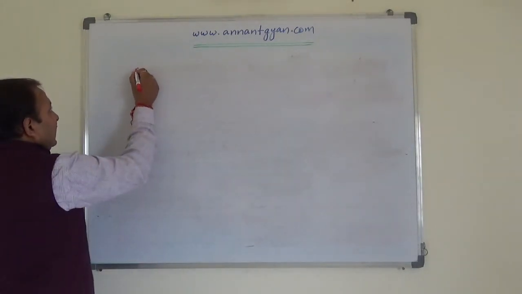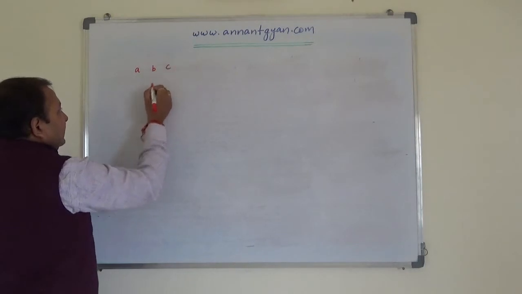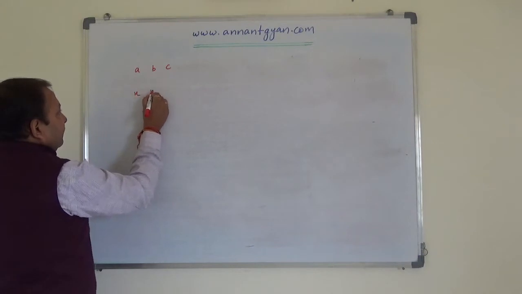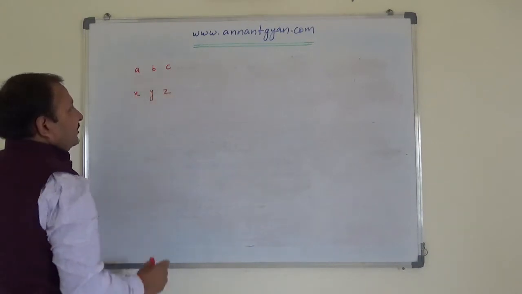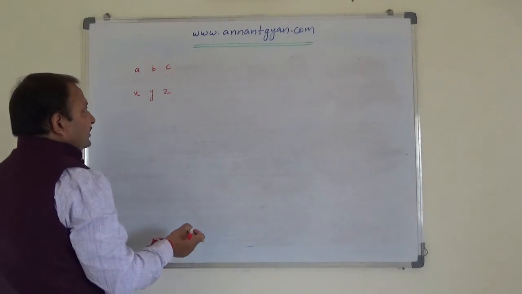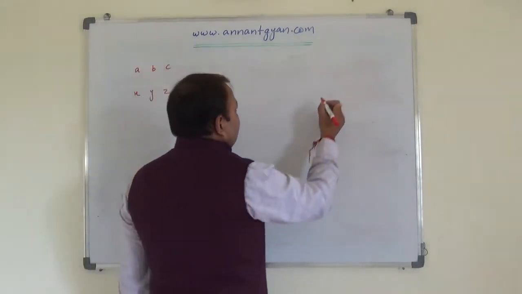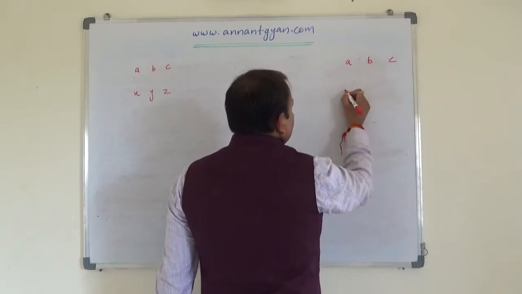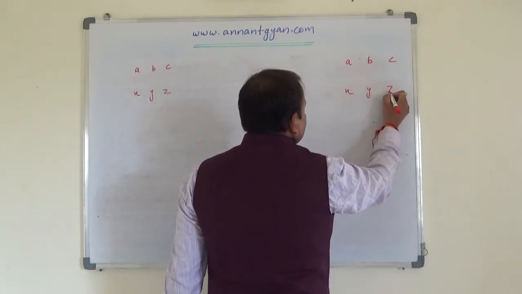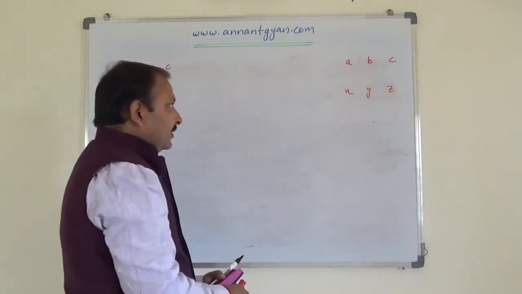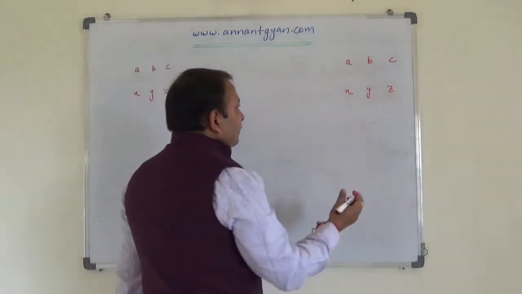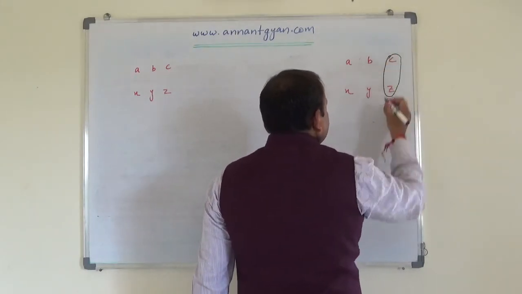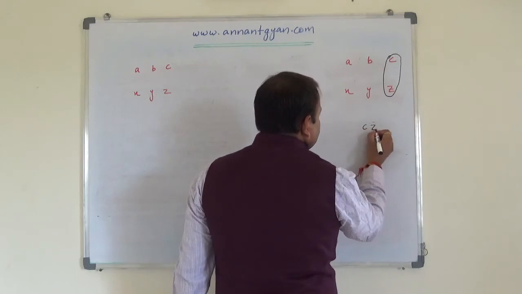This, A, B, C, is the first 3-digit number. X, Y, Z is the second 3-digit number. Similarly, we shall write this here: A, B, C, the first, and X, Y, Z, the second. In the first step, we shall multiply both unit place numbers together. So it becomes CZ.